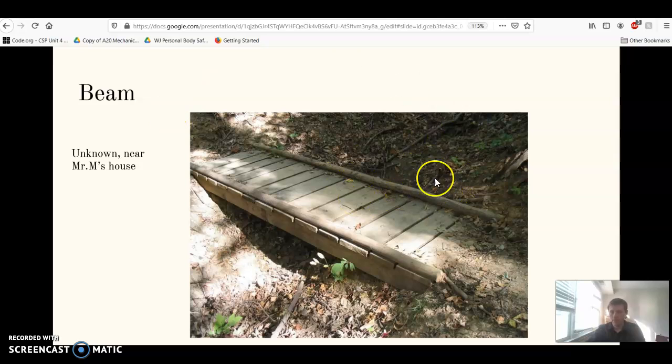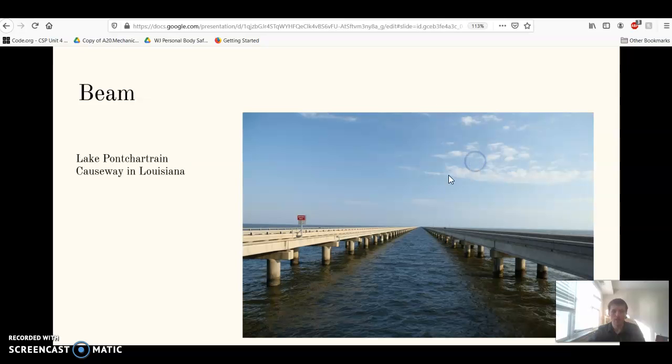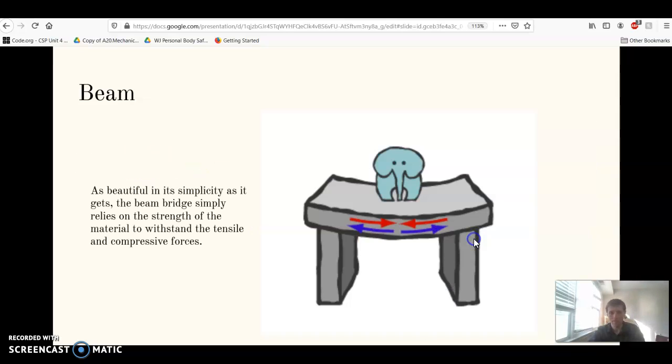Now, the next kind of bridge we'll talk about is the beam bridge. This is the simplest, most straightforward solution you can possibly have. It's literally just a straight thing across whatever you're trying to span. Here's a really, really long beam bridge. This is in Louisiana, rather, across Lake Pontchartrain. If I'm pronouncing that wrong, please somebody correct me.